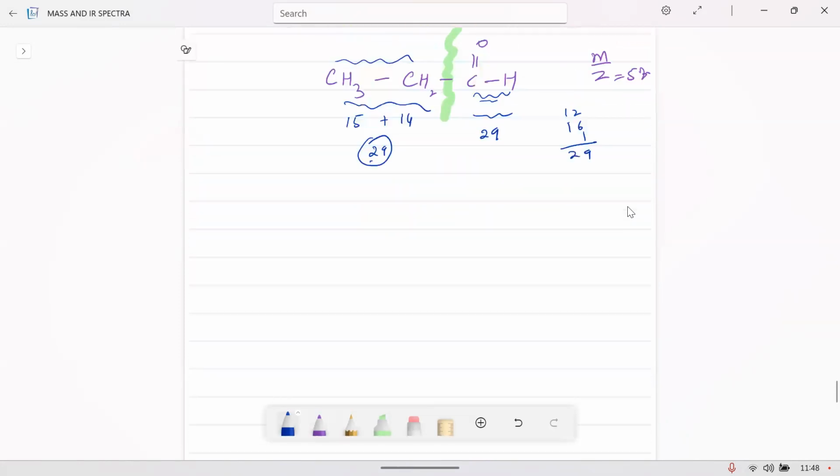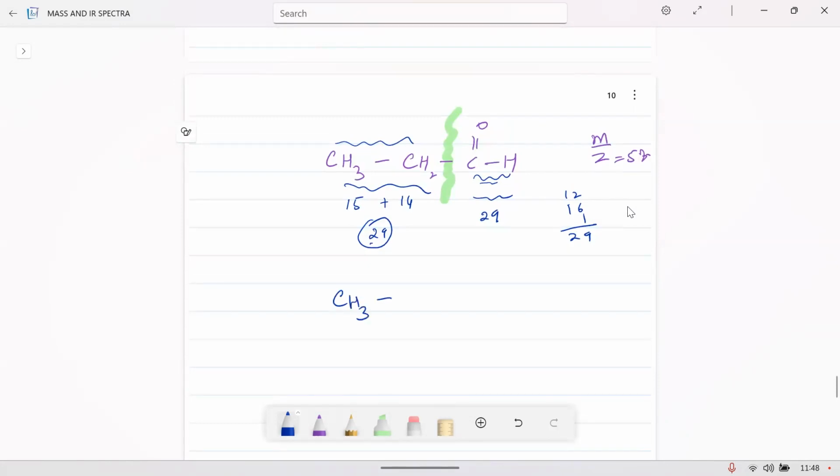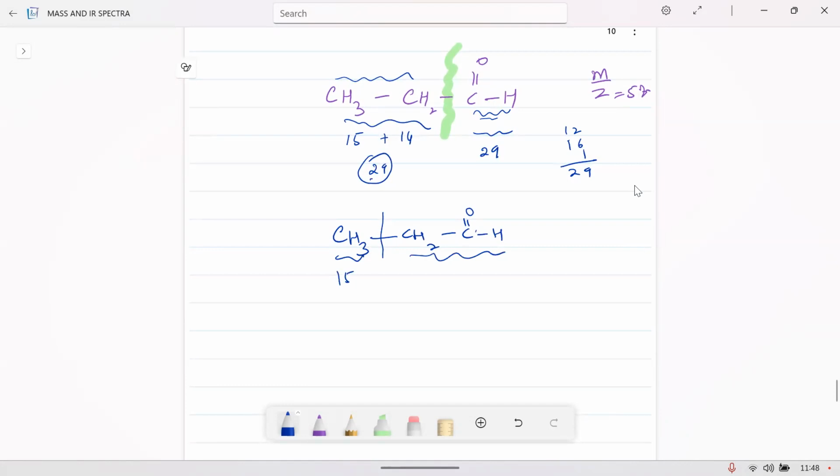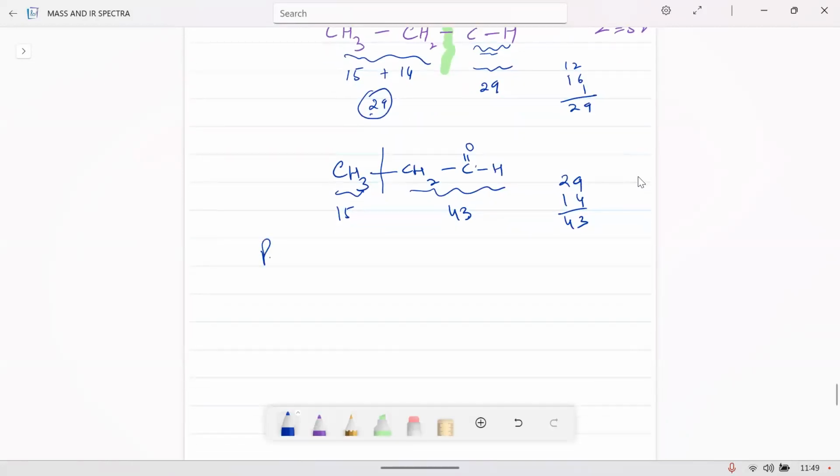That is one possibility. The other possibility is the molecule may break from here. Now, if it breaks from here, you will have 15, and this will be 29 plus 14, that is 43. So if it is a propanal, you will have a peak at 58. You will have a peak at 15, because of this. You will have a peak at 43 because of this. And then you will also have a peak at 29 because of either of this.